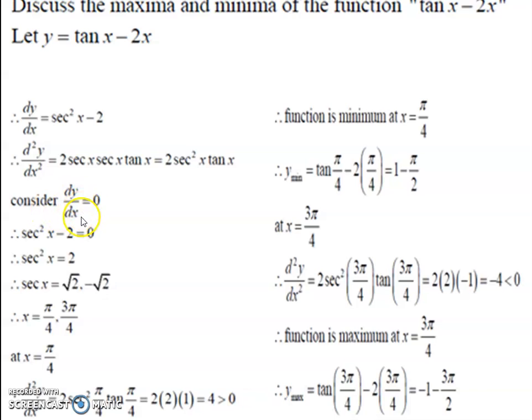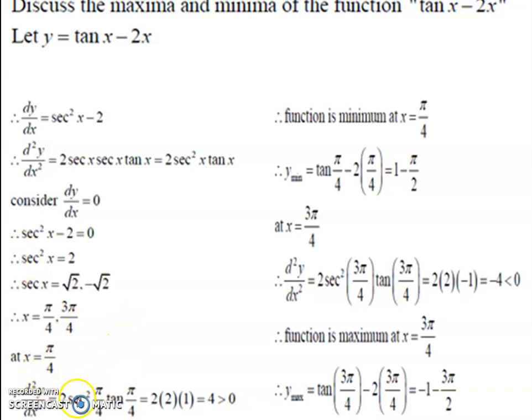We consider dy by dx equal to 0. So sec square x minus 2 equal to 0. Sec square x is equal to 2. Sec x is equal to plus root 2 and minus root 2. From the trigonometric table, root 2 and minus root 2 give the angle x is equal to pi by 4 and 3 pi by 4. Pi by 4 is how much? Anybody tell? 45 degrees.